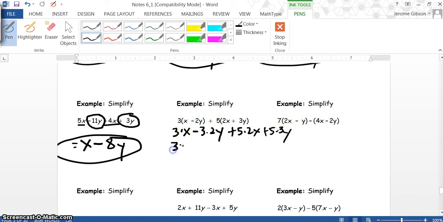So 3 times x is 3x. A minus 3 times 2y is a minus 6y. 5 times 2x is a positive 10x. And 5 times 3y is a positive 15y.